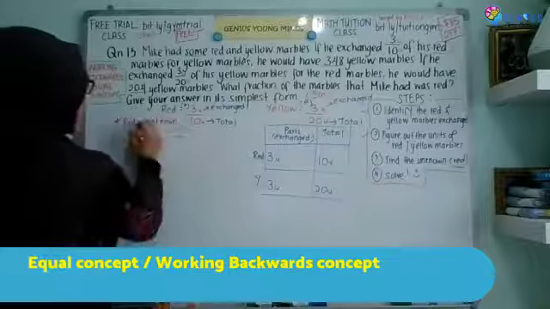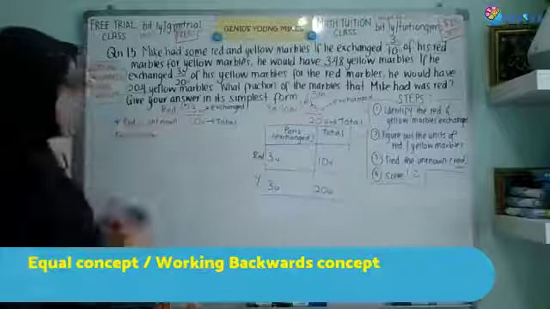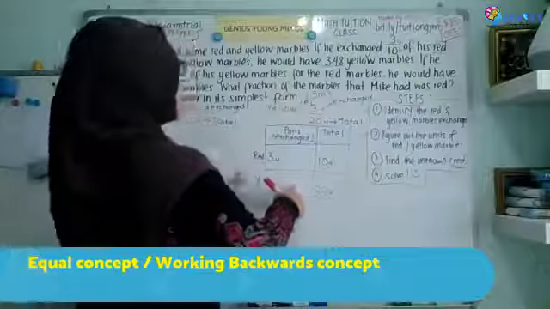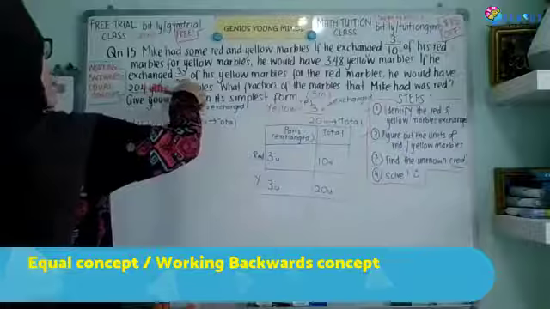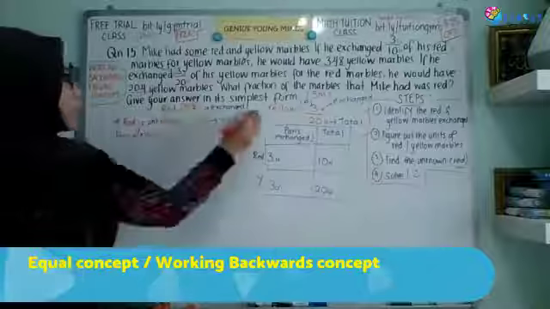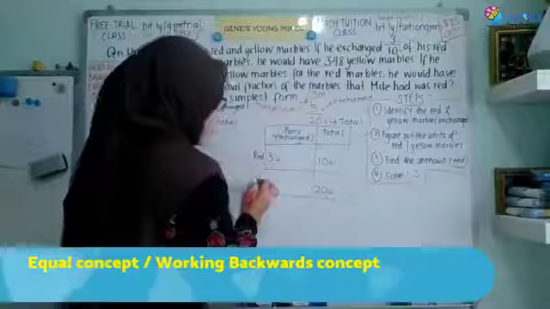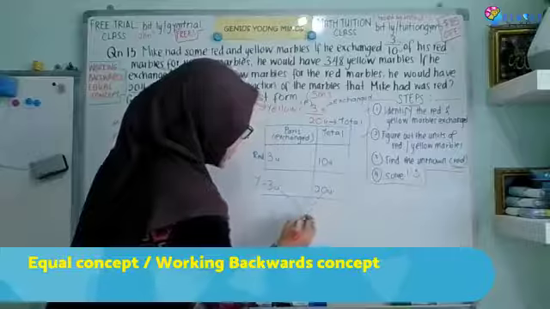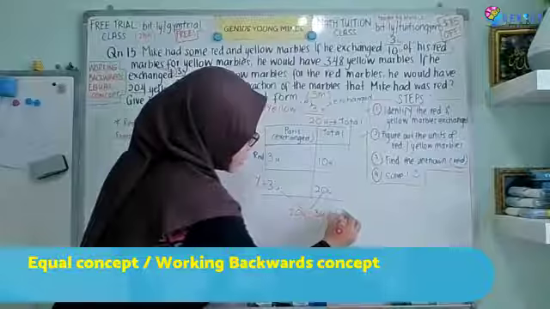So when red is unknown, focus on the yellow. Let's focus on the yellow marbles. If he exchanged 3 over 20 of his yellow marbles, I focus on this part. Exchange means I get rid of it, I take it out. So if you see here, there is a difference. Once I take out my 3 units to exchange, I have 17 units left.